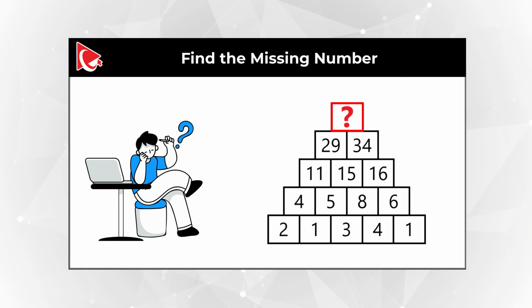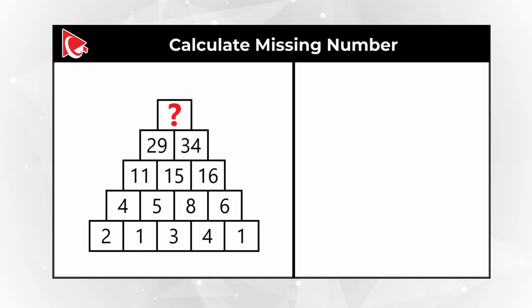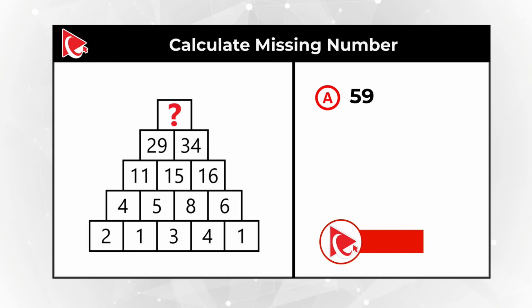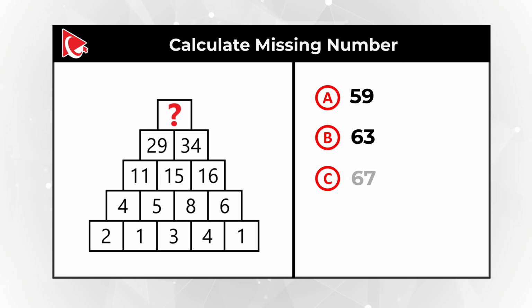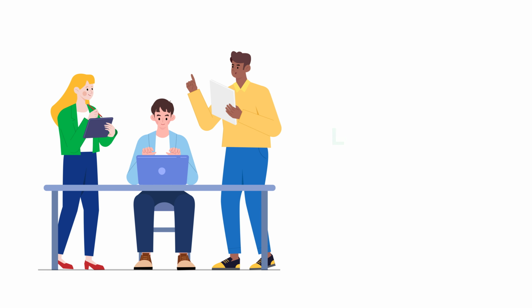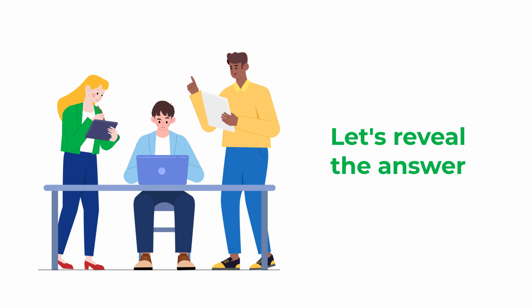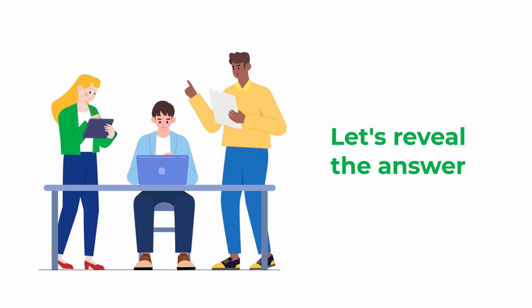You need to calculate the missing number, which is in the top row, and you have 4 different choices. Choice A, 59. Choice B, 63. Choice C, 67. And then choice D, 73. Give yourself a little bit of time, maybe 10 to 15 seconds, maybe a little bit longer, to see if you can answer this question. Did you solve it? Was it hard for you? Let's move forward and I'll share with you my solution. But obviously, if you have a better way to solve it, please make sure to post it in comments.